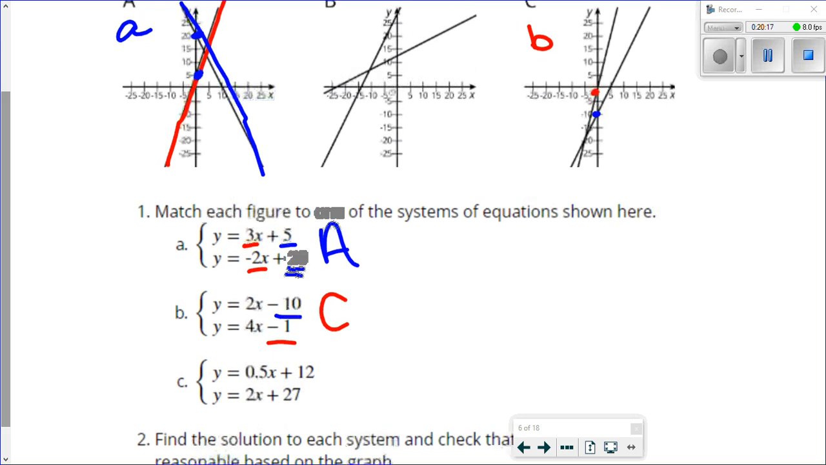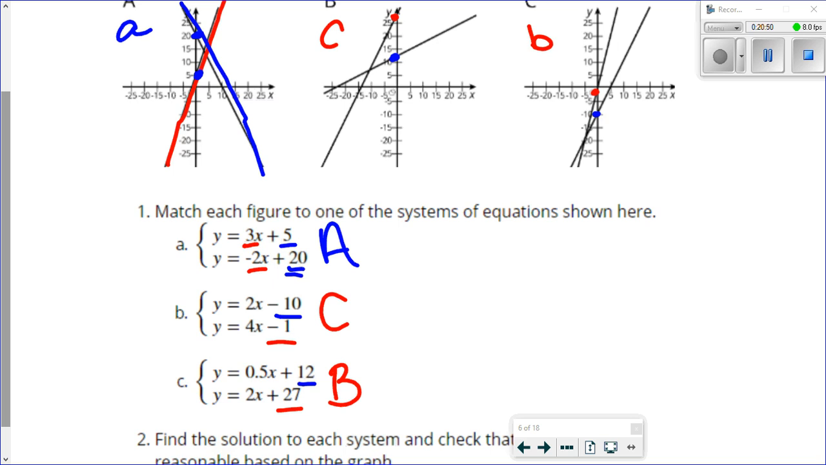Again, with that same notion, if I compare my y-intercepts, the first one is at plus 12. So if I go up 12, I see a y-intercept there. My second equation in the system is at plus 27, and it looks like that y-intercept is right there at 27. So that further confirms that graph B pairs up with system C.